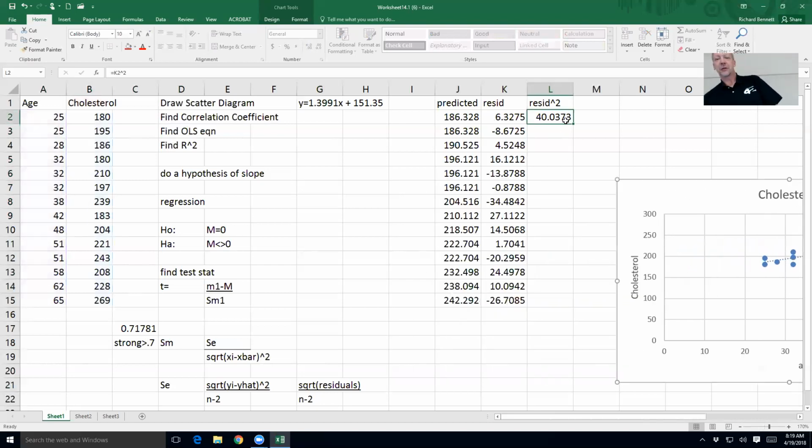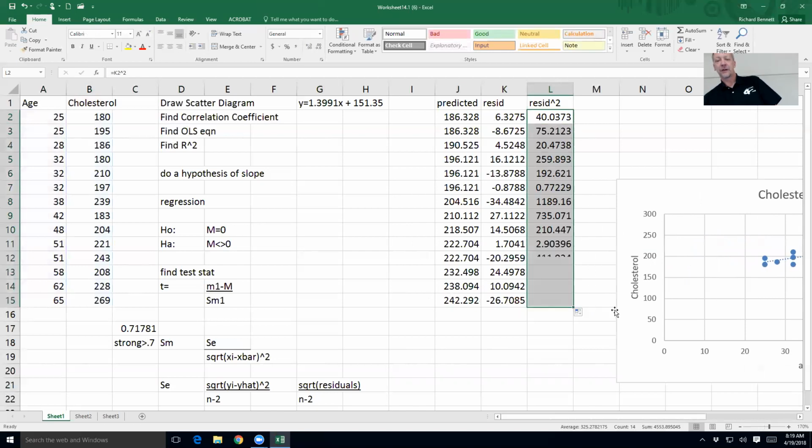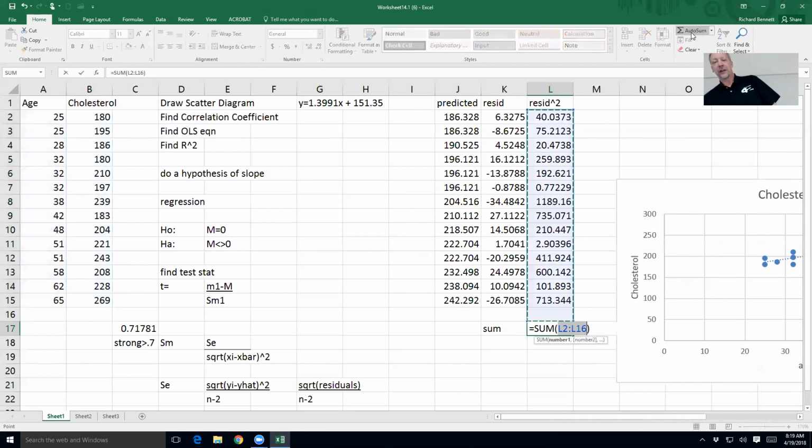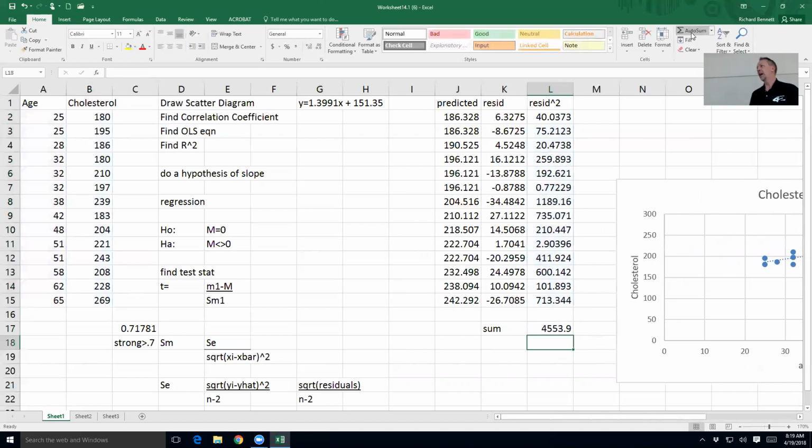Now we're going to square it for everything, and then we're going to find the sum of the residuals squared, and that value is 4553.9. So now what do I do with that number?